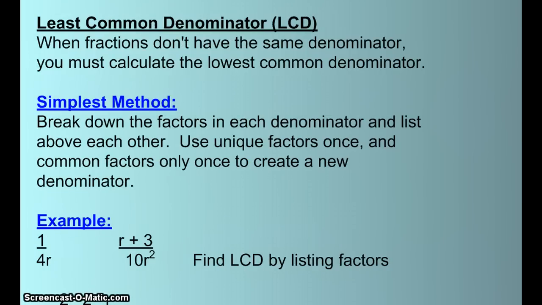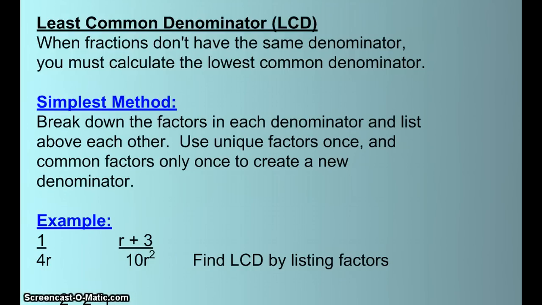Now we're going to look at least common denominators, because when fractions don't have the same denominator, you have to calculate what the lowest common denominator is and make sure both fractions have that same denominator. The simplest method to use here is to break down all the factors in each denominator and then list them above each other. I do it in rows. This way it'll be easier to determine what the lowest common denominator is, because you're going to look at the factors that are unique and use each of those once. And then the common factors you use once, but only once, even though they're already included in both factors' denominators. And this way you can create a new denominator.